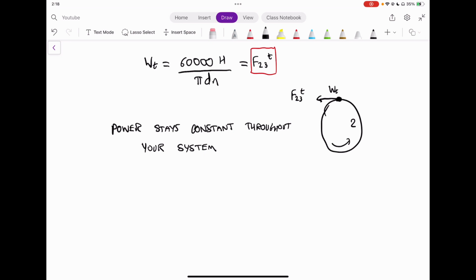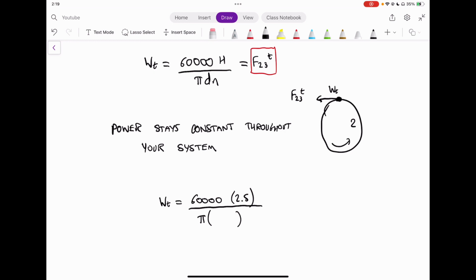So if we have Wt, let's write down some of the terms. We have Wt is equal to 60,000. And remember that your units for this are already fixed. So it's 60,000 times 2.5, which is in kilowatts, but we keep it in kilowatts because we know that we have to use it in kilowatts. Then divided by pi times dn. We don't have d yet, so I'm going to leave it blank or open brackets. We're going to solve for that in a second.